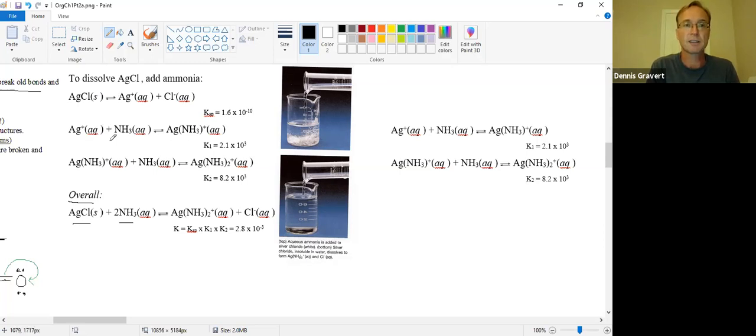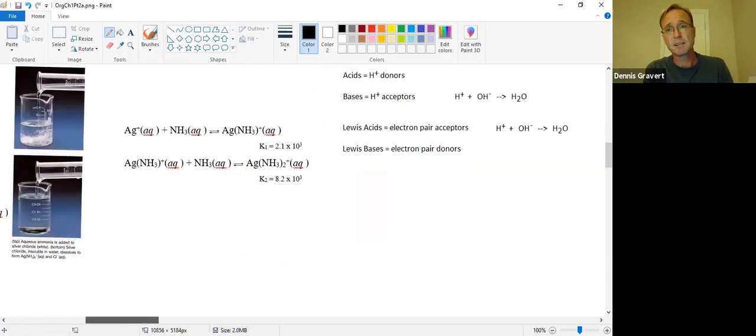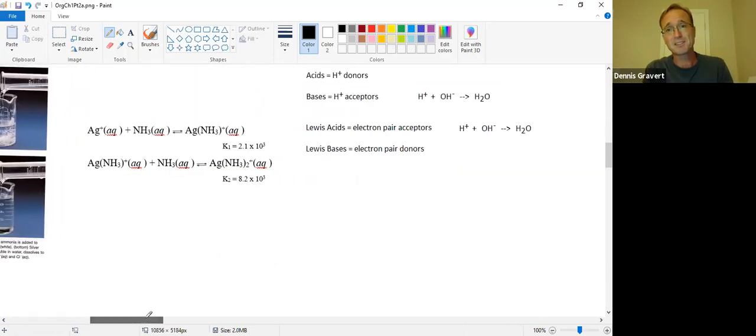Okay, second reaction here. We have NH3 connecting somehow to silver. So I wrote it over here. And to figure out where the curved arrow is, we have to figure out where the bonds are. So let's look at this in a little more detail by reviewing Lewis acids and bases. And I probably should start with regular acids. What is this, the Bronsted-Lowry definition, I think? Acids, the old definition, Bronsted-Lowry. Acids are H+ donors. Bases are H+ acceptors.